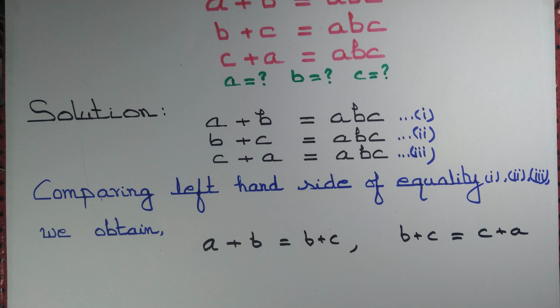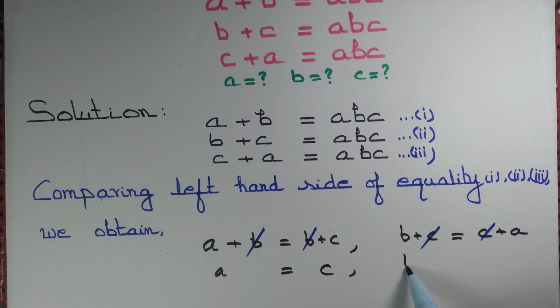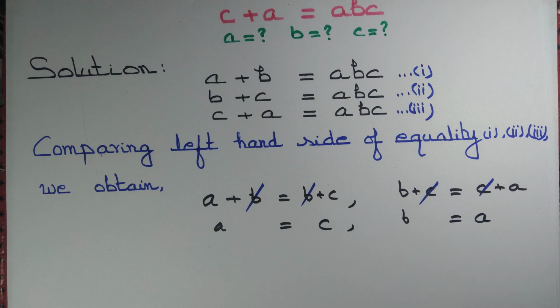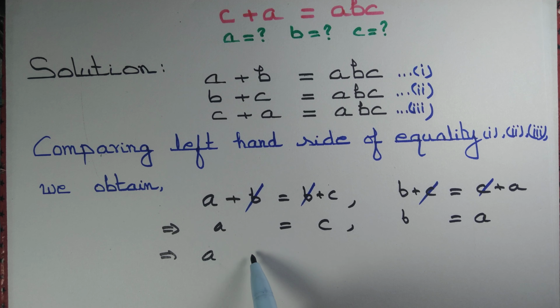Now you see that we can cancel something. B gets cancelled and c gets cancelled. So we can write a equal to c, b equal to a. We can combine those two and say that a equal to b equal to c. In other words, the values of those numbers a, b, c are all equal.